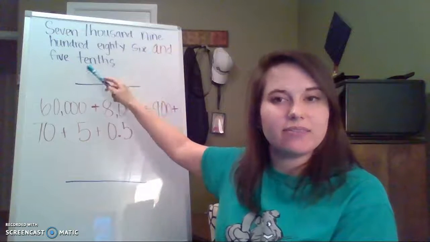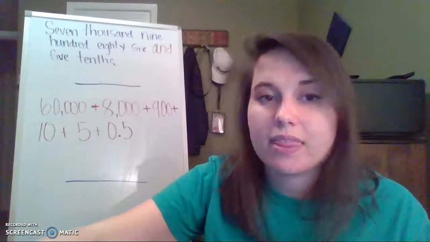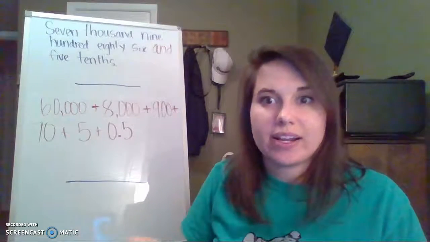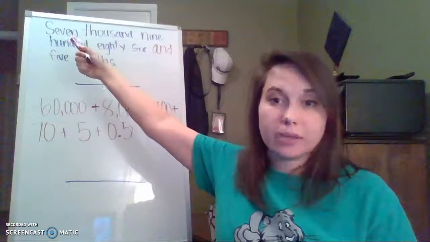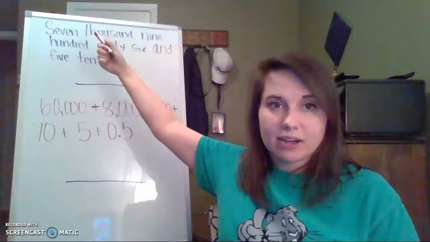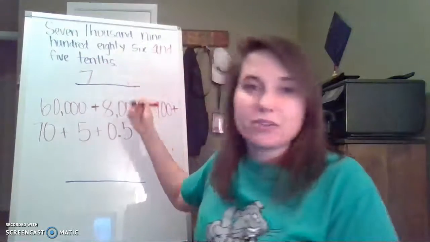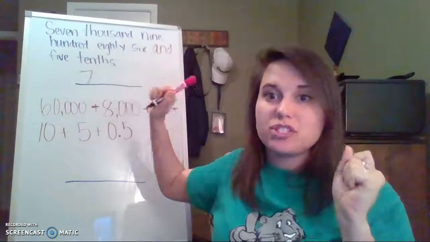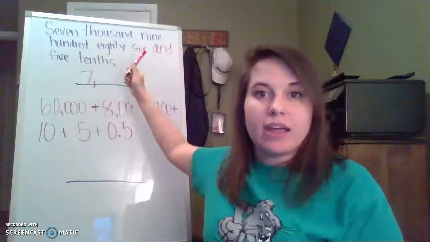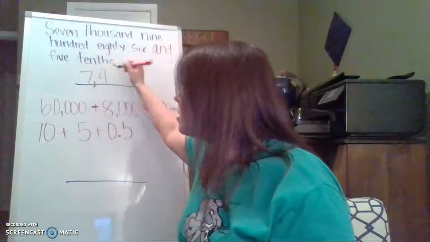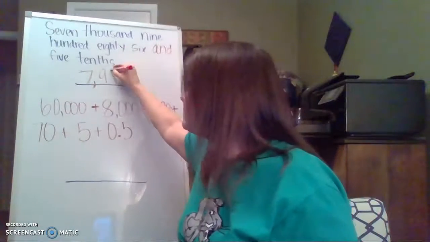So here we have 7,986 and 5 tenths. So whenever I'm writing a number in standard form, that means that I'm writing it out as numbers. This is in words. I want to write it as numbers. So I always start at the beginning. 7,000. So I'm going to start with my 7. And anytime I hear 1,000, that should tell me, ooh, a comma, because I'm changing into a different grouping. 986. So 86 is just an 8 and a 6.